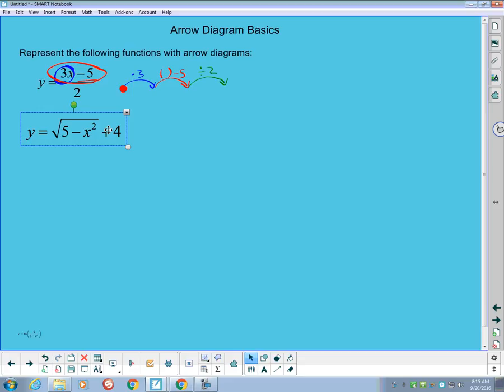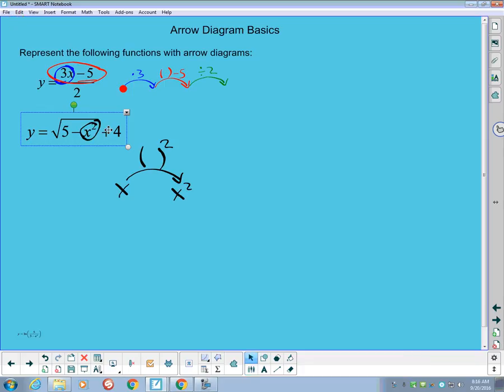So, a little bit more complicated. We're going to do the square root of 5 minus x squared, plus 4. Again, we start with the x. And the first thing that is happening to the x here is that it is being squared. I'm going to represent that with an empty set of parentheses and the squared, and we'll keep track of what's going on here as well. So I see the x squared matching the x squared.